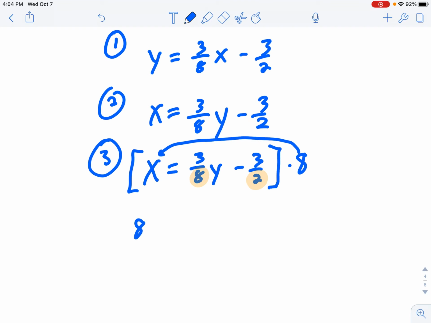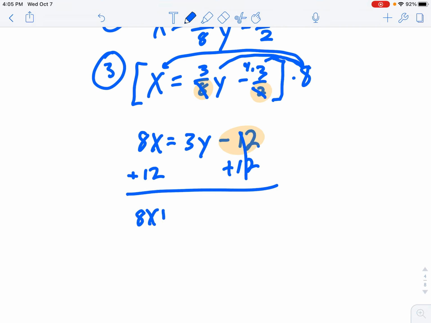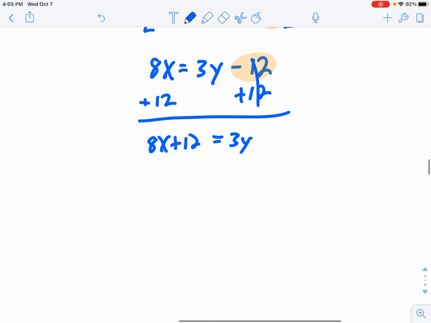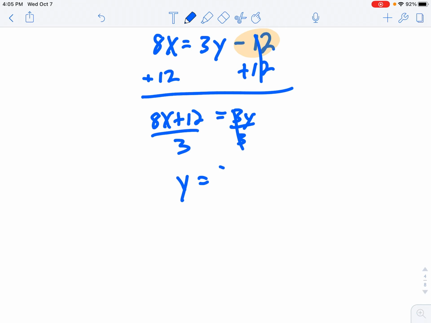Over to here gives me 8x. Over to here, it actually cancels out that 8 and gives me 3y. Over to here, it cancels out the 2, but it leaves me with a 4, right? 2 goes into 8 4 times. 4 times 3 is 12, minus 12. Now there's no fractions left, and it's going to be easier to isolate y. So the next step in isolating y is going to be to eliminate that minus 12. So I'm going to add 12. 8x plus 12 equals 3y. Finally, I can divide by 3. And I end up with y equals 8x plus 12 all over 3.